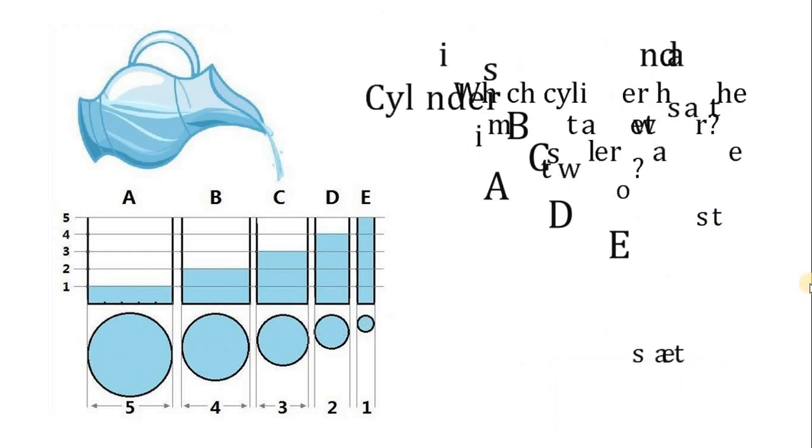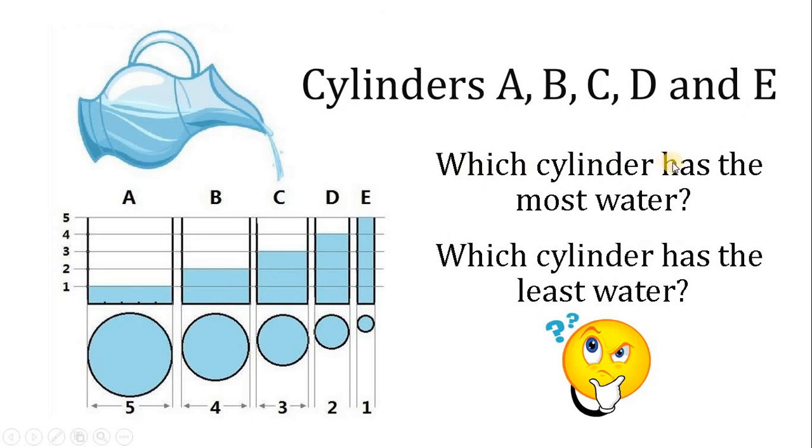Therefore, our answer to the question, which cylinder has the most water, is cylinder B. And which cylinder has the least water? Our answer is cylinder E.